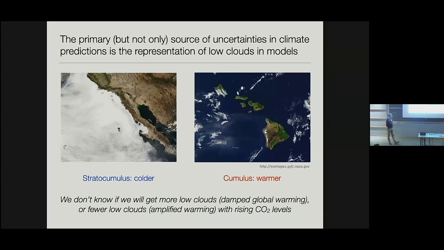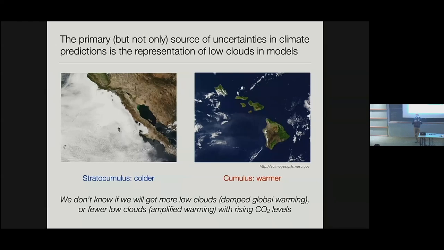If you fly to the Hawaiian Islands, you see a scene that looks like that. You have scattered cumulus clouds and dark ocean exposed underneath, and the area is warmer in part because there are fewer clouds covering the ocean. And these clouds are a problem for climate models. Climate models produce vastly different responses of these clouds to global warming. Some produce more clouds, some produce fewer clouds. And that is the primary, but not only, source of uncertainty in climate predictions.